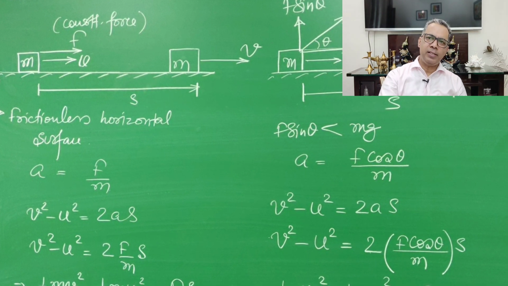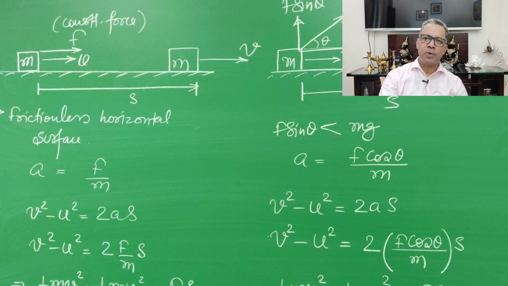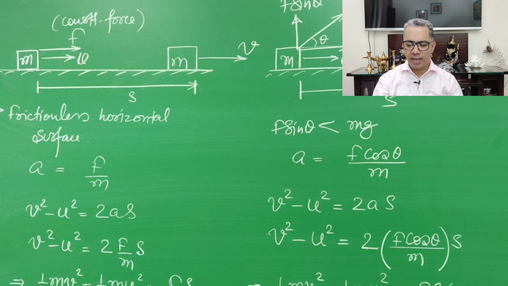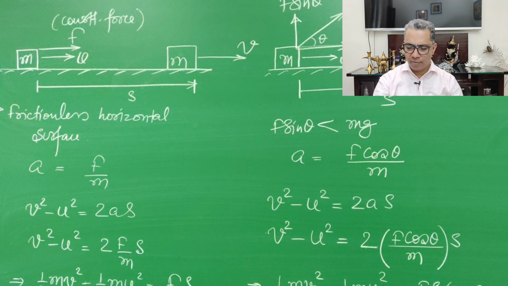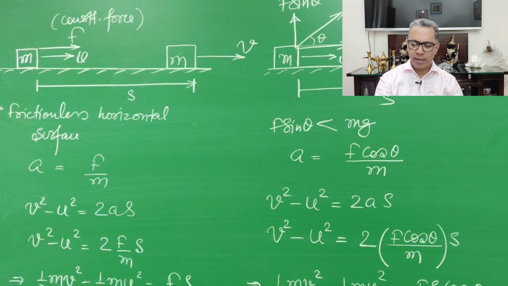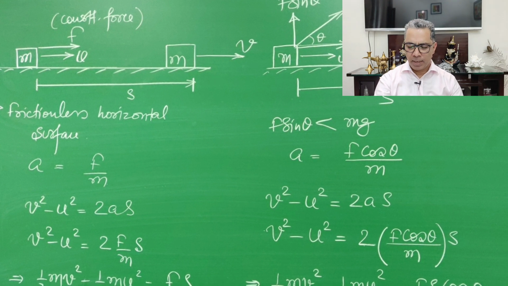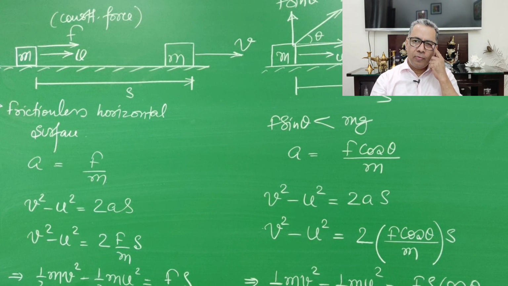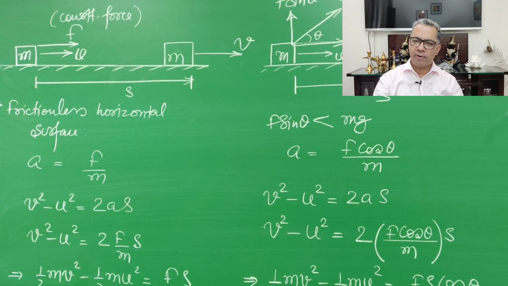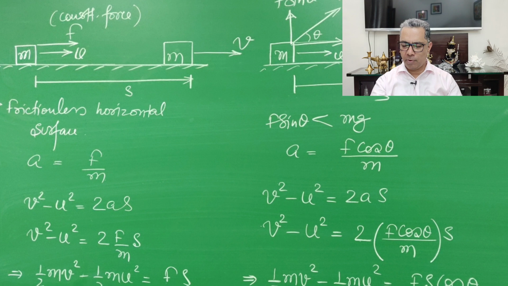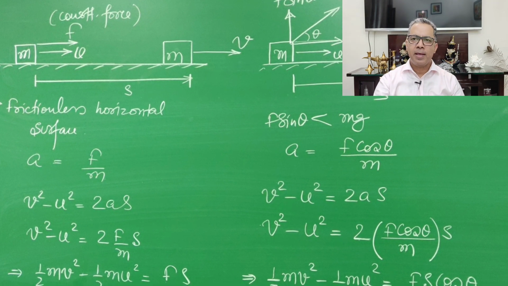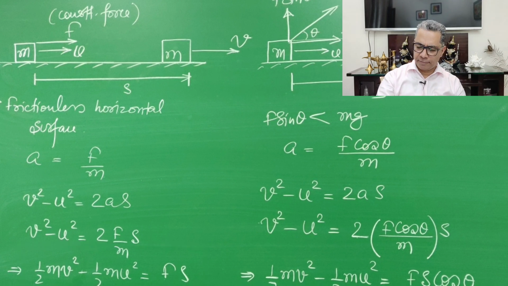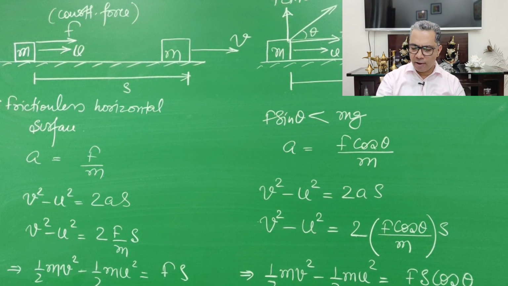What we do is we take m and 2 onto the other side of the equation, and when we do that, we get half mv square minus half mu square equaling F times s. Now we have on this equation two different quantities. On the right hand side of the equation we have F into s, and on the left hand side we have half mv square and half mu square.